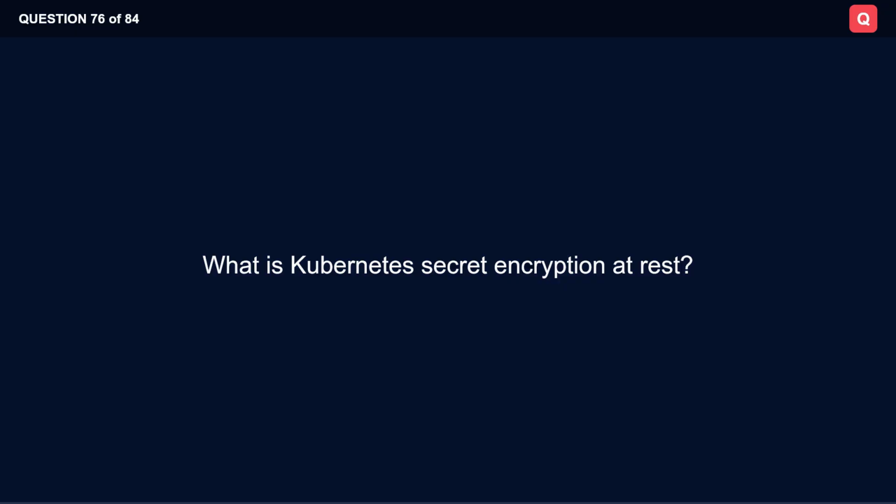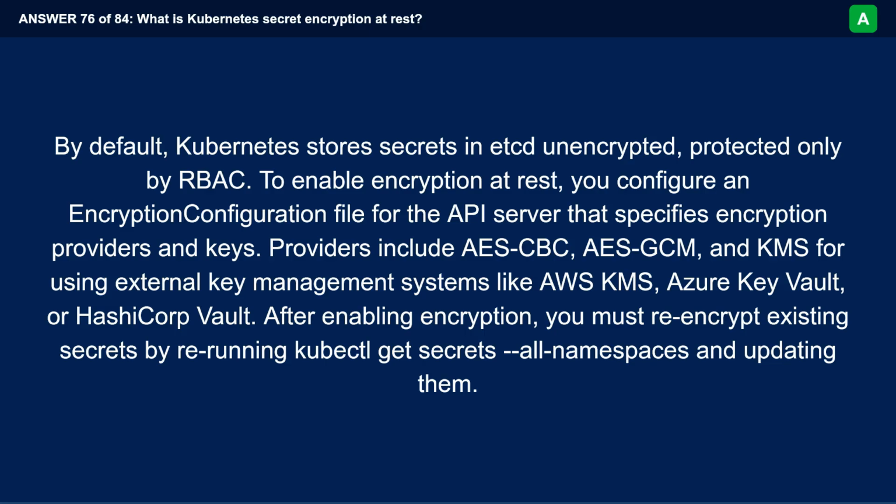What is Kubernetes secret encryption at rest? By default, Kubernetes stores secrets in etcd unencrypted, protected only by RBAC. To enable encryption at rest, you configure an encryption configuration file for the API server that specifies encryption providers and keys. Providers include AESCBC, AESGCM, and KMS for using external key management systems like AWS KMS, Azure Key Vault, or HashiCorp Vault. After enabling encryption, you must re-encrypt existing secrets by rerunning kubectl get secrets --all-namespaces and updating them.